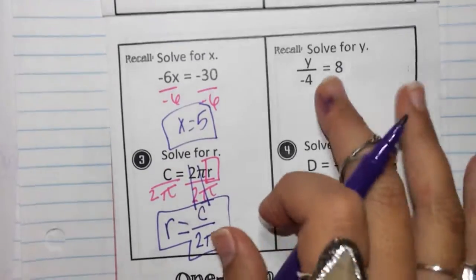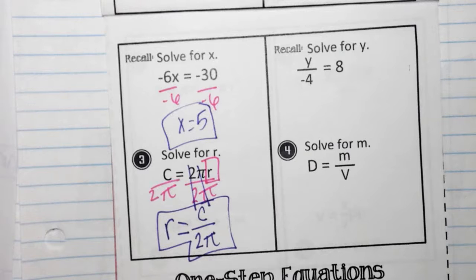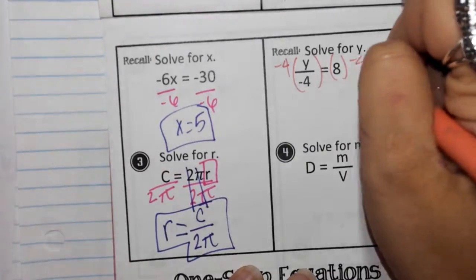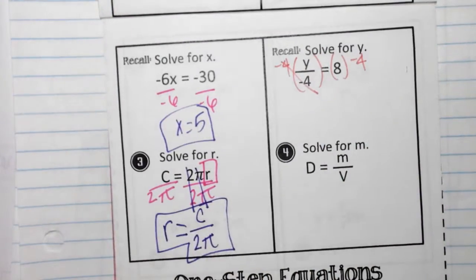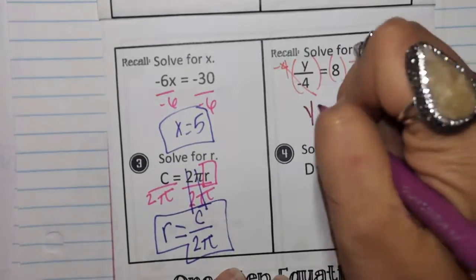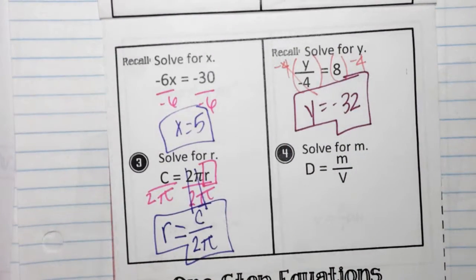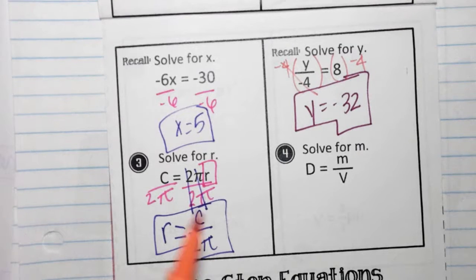Alright, let's look at this one. What would we do for that one? Multiply by -4 on both sides. Fantastic. You multiply both sides by -4. And so what does y equal? -32. Isn't it just the same thing? Yes, this is the same thing we've been doing.